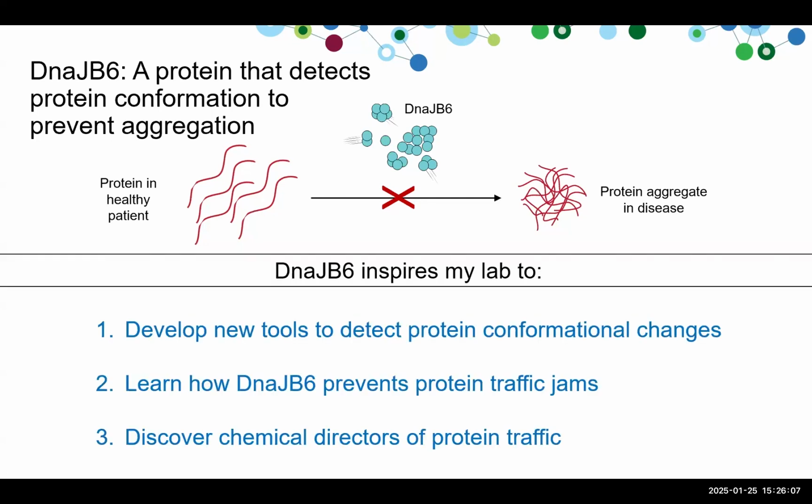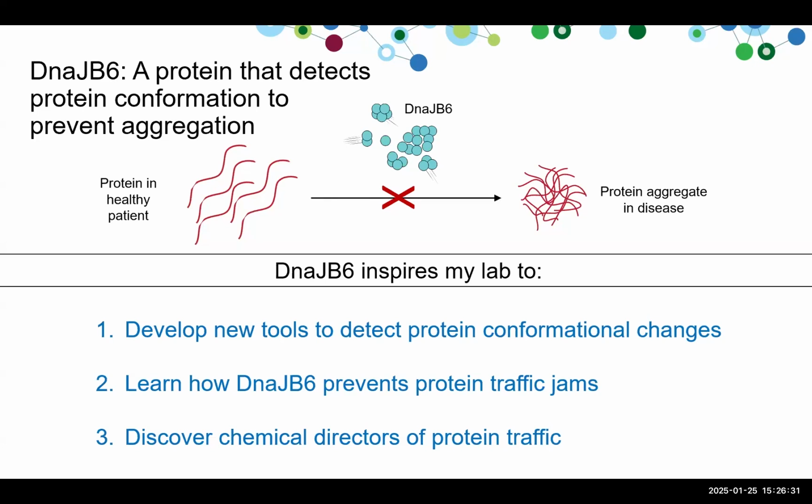First, we want to develop new chemical tools to detect changes in protein conformation. Second, we want to learn a little bit more about the mechanisms that DNAJB6 uses to prevent these cellular protein traffic jams. And third, we want to discover chemical directors of protein traffic that can either potentiate DNAJB6 activity or compensate for it when it's not working properly.